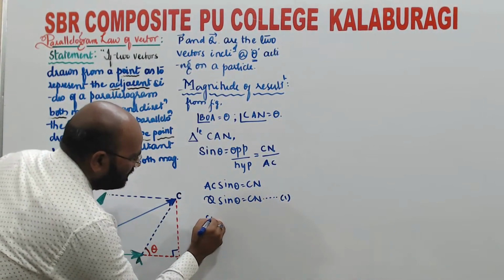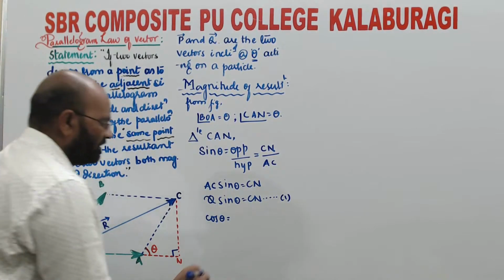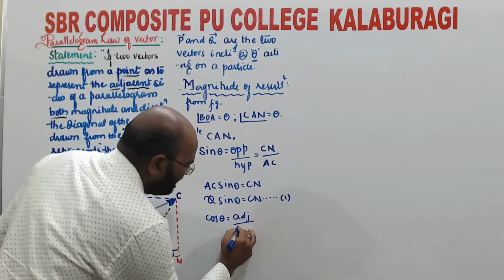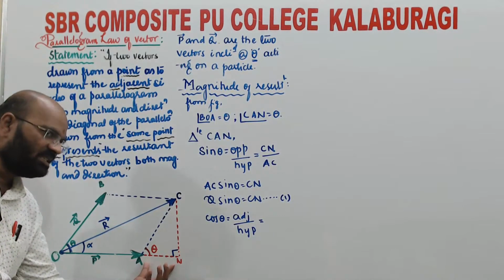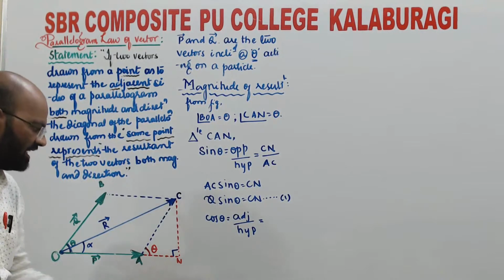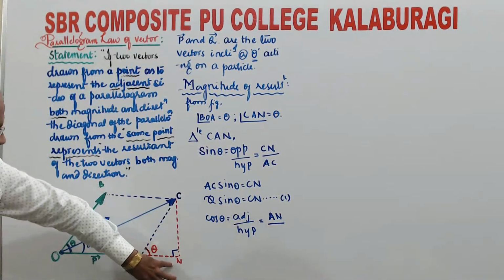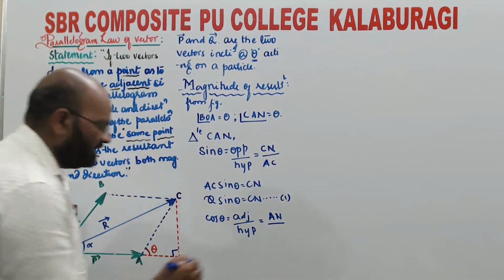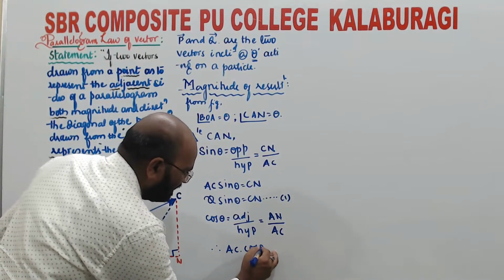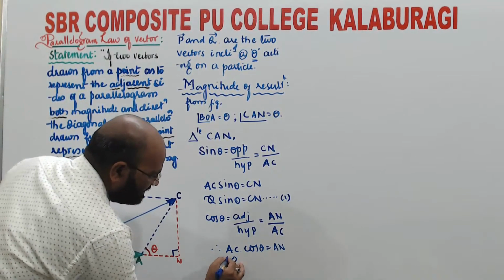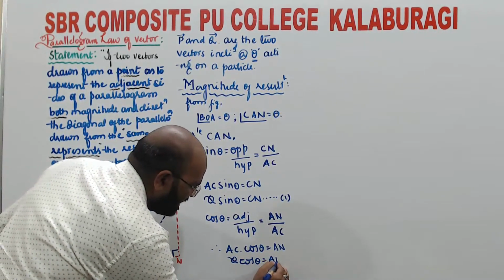Cos theta is equal to the adjacent side divided by the hypotenuse. The adjacent side is AN, and the hypotenuse is AC. Therefore, we can write AC cos theta is equal to AN. Since AC is once again Q, Q cos theta is equal to AN.